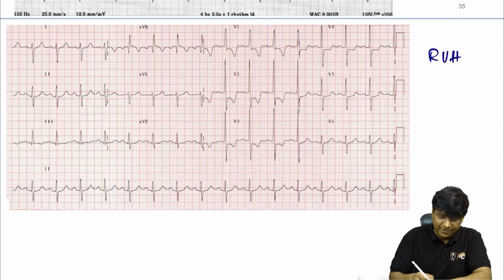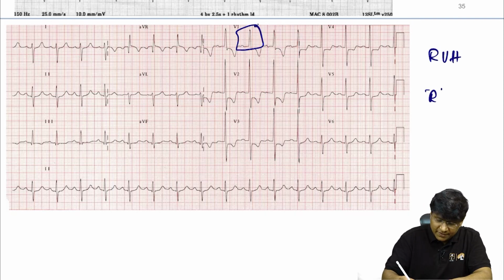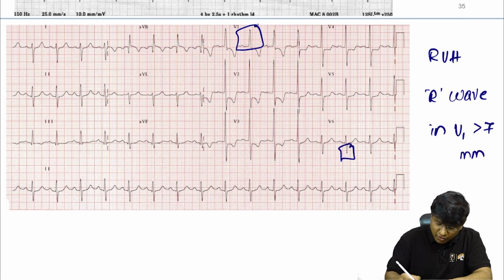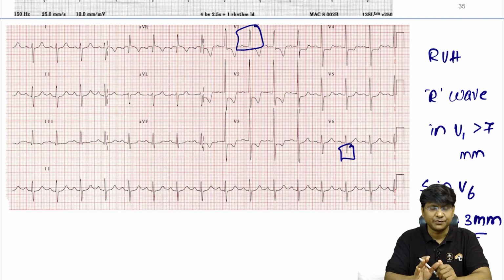Then you need to know the ECG changes that you will be having in right ventricular hypertrophy. In right ventricular hypertrophy, the amplitude of the R wave in V1, right, should be more than 7 mm, or the depth of the S wave in V6 should be more than 3 mm. So this is suggestive of the right ventricular hypertrophy, right?